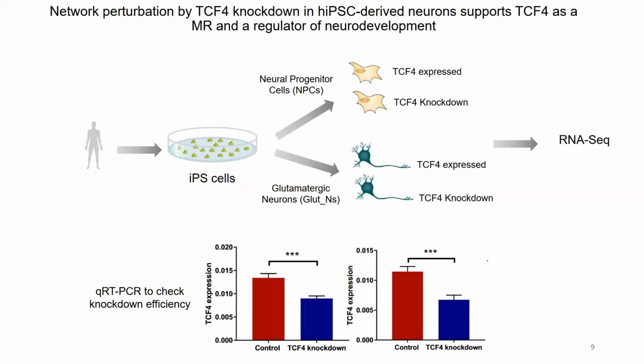Now, to investigate the functional relevance of TCF4 dysregulation in schizophrenia, we examined how the predicted TCF4 transcription subnetwork changes with decreased TCF4 expression in iPS-derived neuronal cells. We differentiated neuronal progenitor cells to study the impact of TCF4 knockdown during neurodevelopment, as well as glutamatergic neurons. We ensured knockdown efficiency by real-time qPCR, as shown at the bottom. The generated samples were then subjected to bulk RNA-seq.